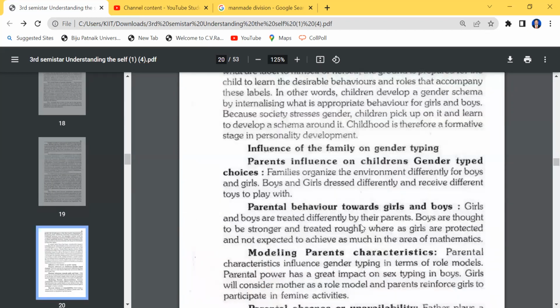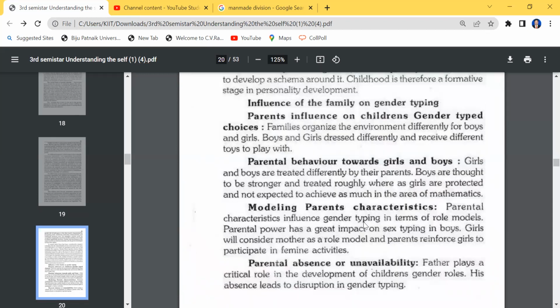So what is the influence of the family on gender typing? The parents' influence on children's gender typing: families organize behavior differently for boys and girls. Boys and girls are addressed differently and receive different toys to play with. Girls and boys are treated differently by their parents. Boys are thought to be stronger and treated roughly, whereas girls are protected and not expected to achieve as much in mathematics.